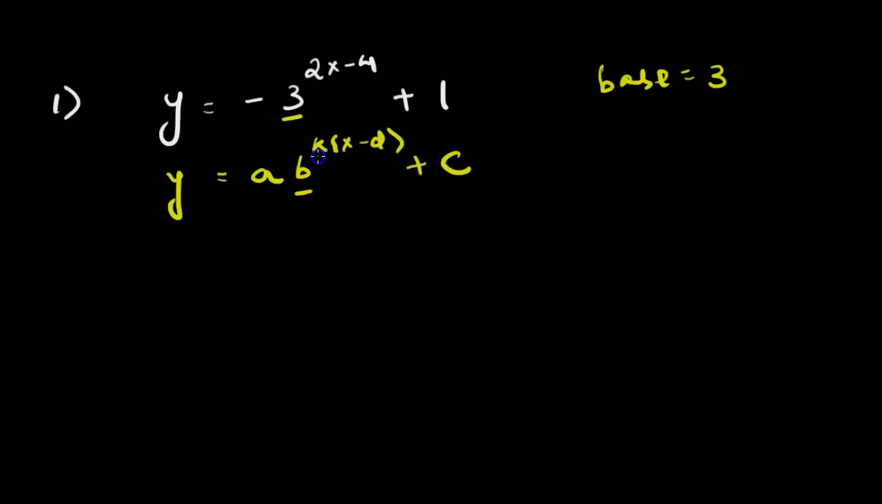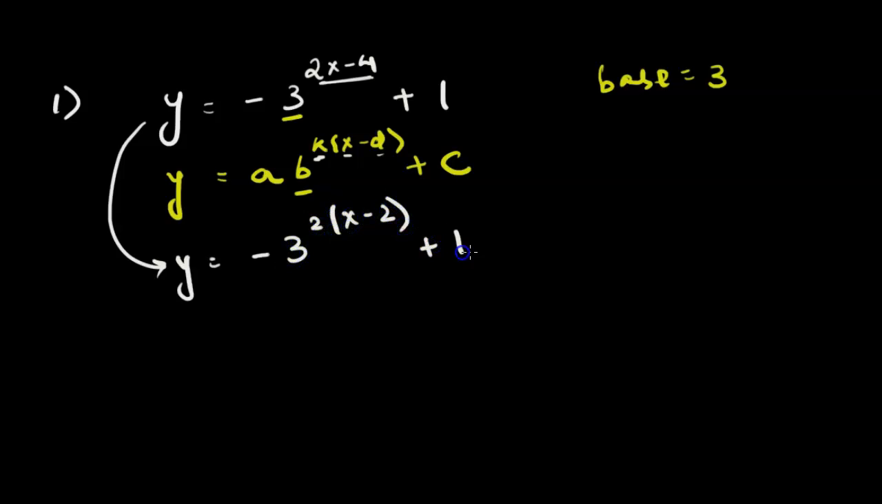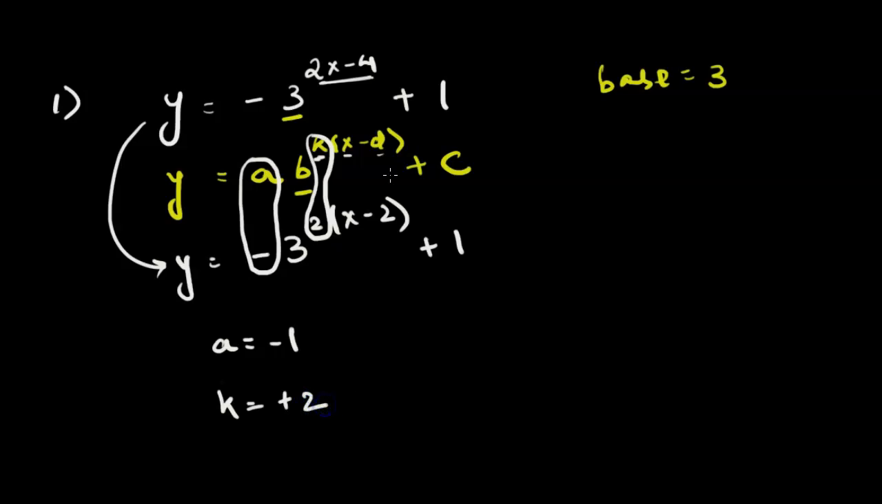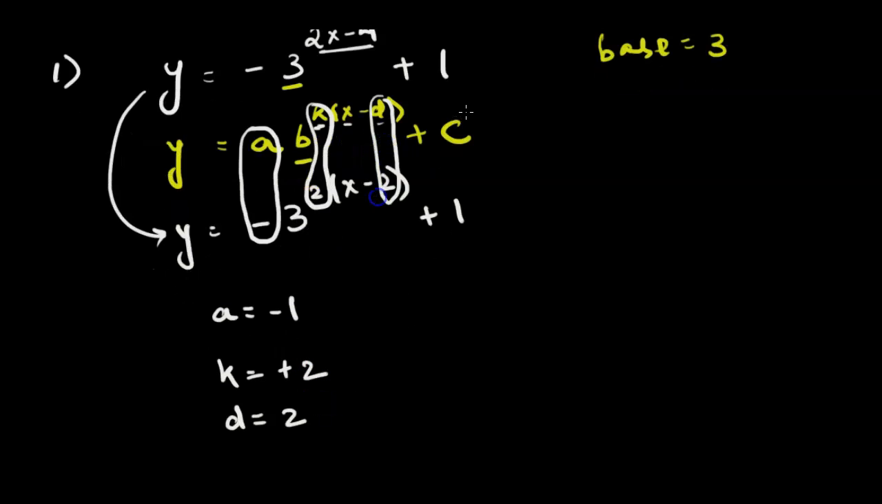We see that k is factored out of x minus d, whereas here k is not factored out. k is the number that is being multiplied or divided by x, so we have to factor that out first. And we can rewrite the equation as y = -3^(2(x - 2)) + 1, where 2 is factored out and we are left with x minus 2. Now we know a value is negative. No number means a is negative 1. k value is 2, so k is a positive 2. d is 2 as well, and c is 1.